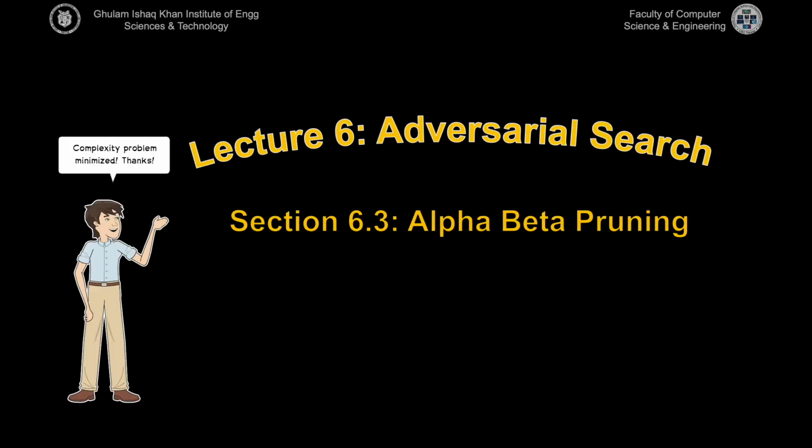Welcome to the lecture on section 6.3 alpha beta pruning, which is part of the lecture series of lecture 6 adversarial search algorithms, which is in turn part of the course of CS352 Introduction to Soft Computing. In this section we'll be talking about alpha beta pruning and the various nitty-gritty details of alpha beta pruning.